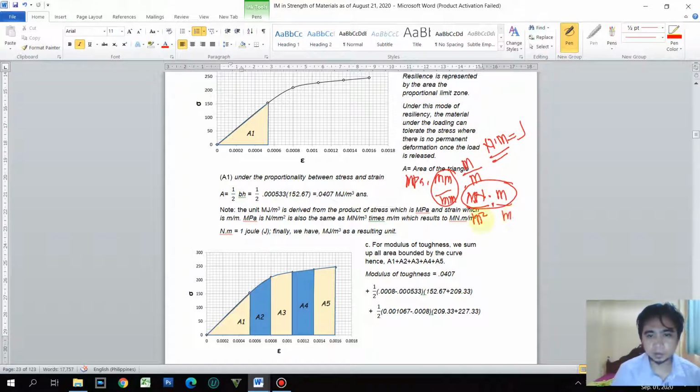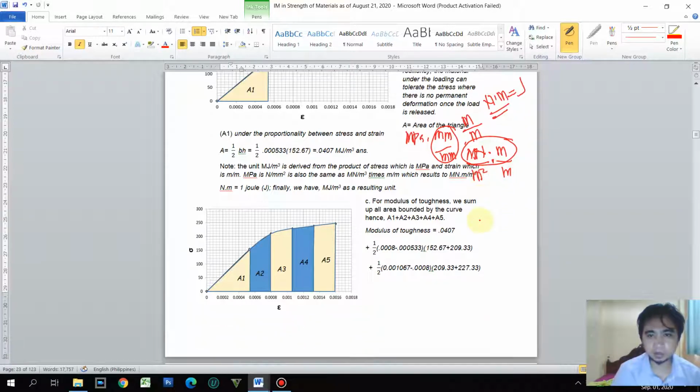Okay. So that's it for letter B, modulus of resilience. Pag sinabi nating resilience, it is adaptable to any loading. So there will be no permanent set yet. The material will tend to go back to its original length whenever the loading is released.